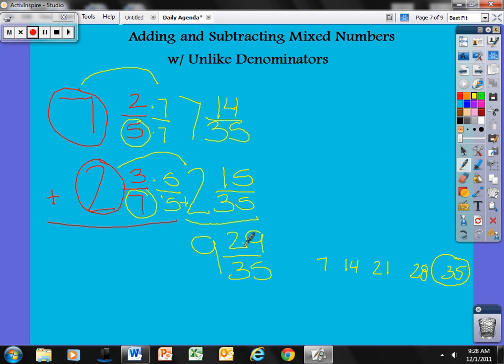I look at my fraction here, 29/35. I know that 29 is a prime number, meaning it only has two factors, one and itself. 29 is not a factor of 35, I apologize. So I cannot simplify, so my answer is final, 9 and 29/35.